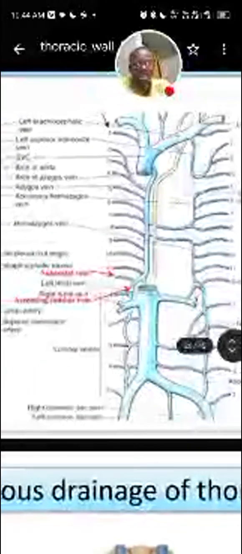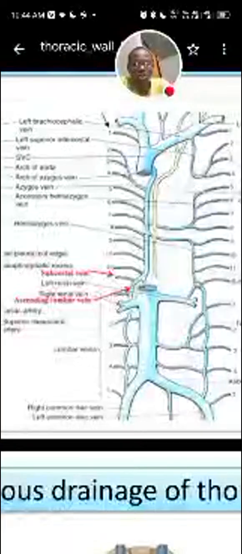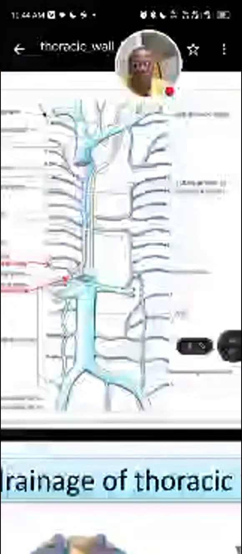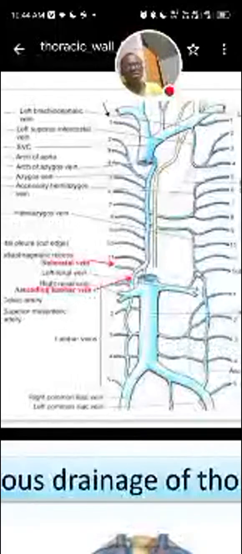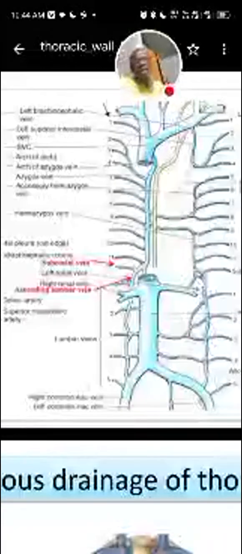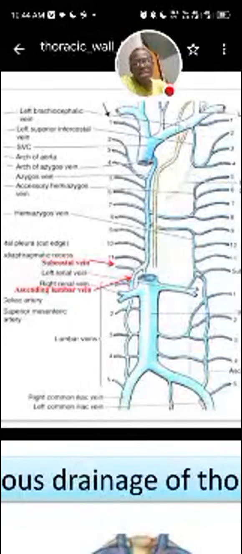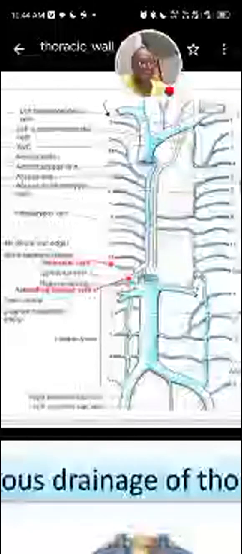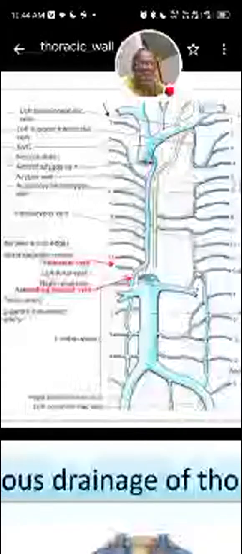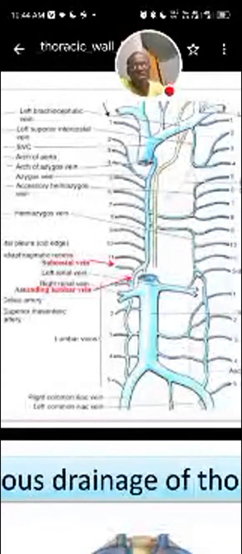So now, in view is the ascending lumbar vein. You can see it, the subcostal vein, both left and right. The left and right subcostal veins drain into the hemiazygous. You see, the hemiazygous drains into what? The accessory hemiazygous, like that. Okay, like that, and we finish.